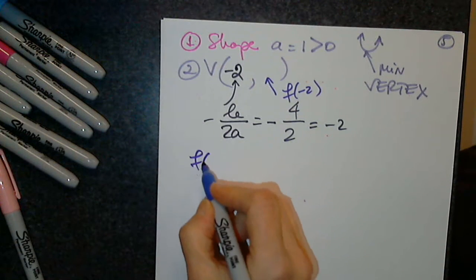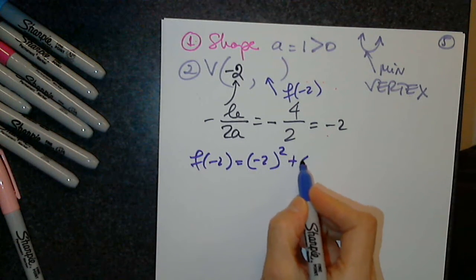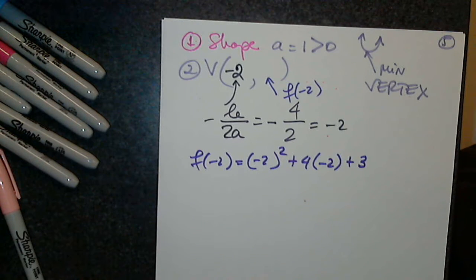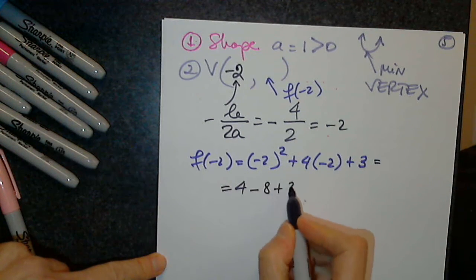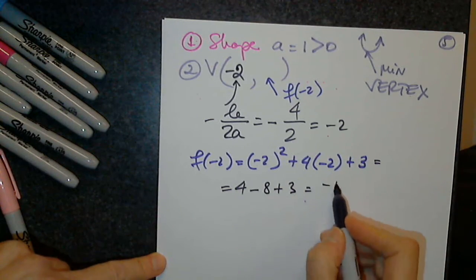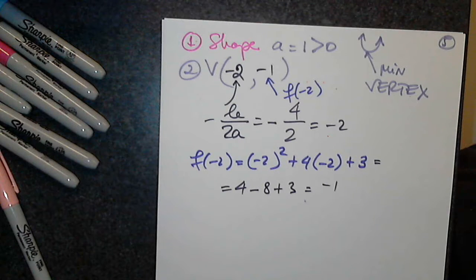Perfect. So f of negative 2 is negative 2 squared plus 4 times negative 2 plus 3. Careful how you replace it. Careful how you apply. Don't do what is tempting. If it's tempting, it's wrong. So negative 2 squared, 4. 4 times negative 2. So 7 minus 8. Very good. So the vertex is negative 2 comma negative 1. Do we all agree? Okay, number 3.